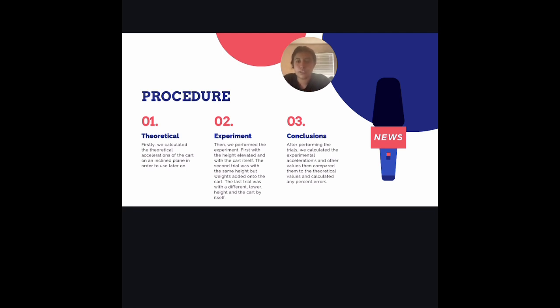For the procedure, firstly, we calculated the theoretical accelerations of the cart on an inclined plane in order to use later on. Then we performed the experiment, first with the height elevated and with the cart by itself. The second trial was with the same height but weights added onto the cart, and the last trial was with a different, lower height and the cart by itself. The next step after performing the trials, we calculated the experimental accelerations and other values, then compared them to the theoretical values and calculated any percent errors found.